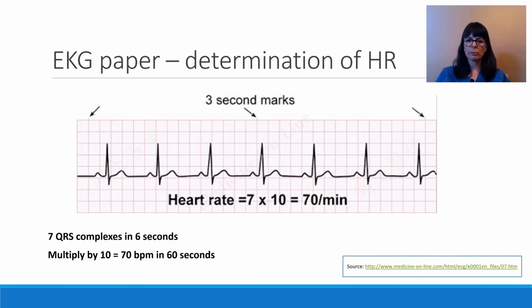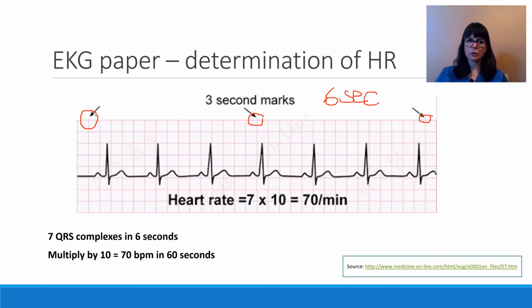So looking at determination of the heart rate, we just talked about that most strips are 6-second strips. And here again, we have those 3-second marks. On this example, they're not very big. But if we have these 3-second marks, we have basically 2 of these sections. So that again means that we are looking at a 6-second strip.